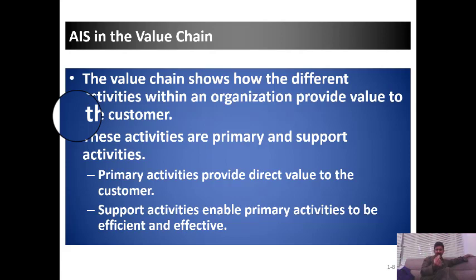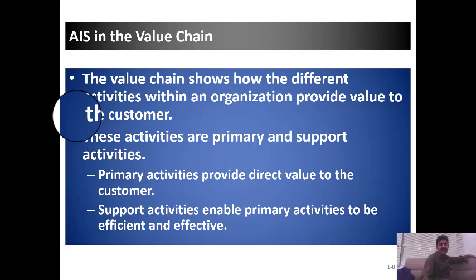So there is one value for raw material, but for the finished goods, there is another value which will be exchanged with the customer. These are the activities which give value to the customer. They are divided into primary activities and support activities. What are primary activities and what are supporting activities?